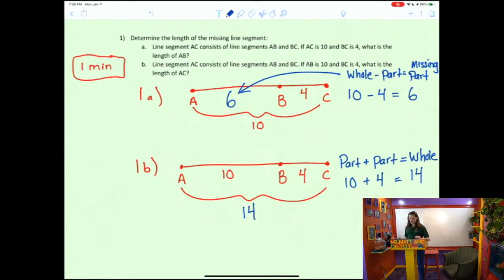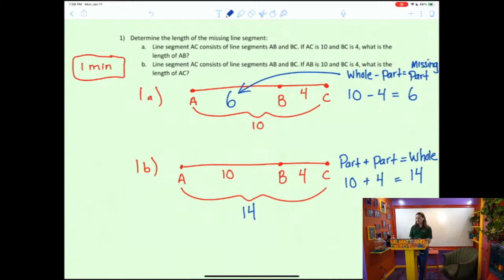Okay, so for 1A, if we know that line segment AC is 10, that means the whole thing is 10, and one of its parts, or one of its components, is 4. So the missing part is going to be the difference between the whole value and the known part. So the whole value minus the known part will give you the missing part. So 10 minus 4 is equal to 6, and 6 is the answer for the length of line segment AB.